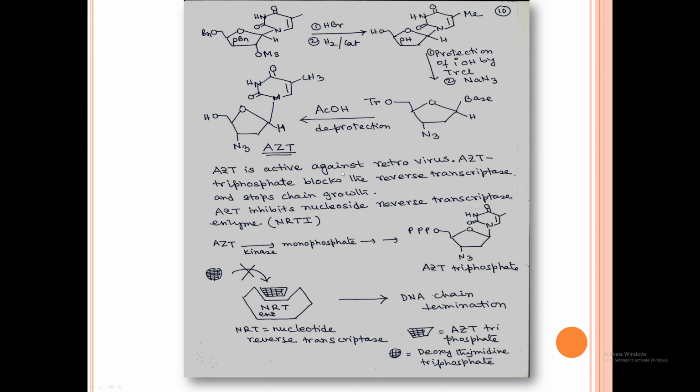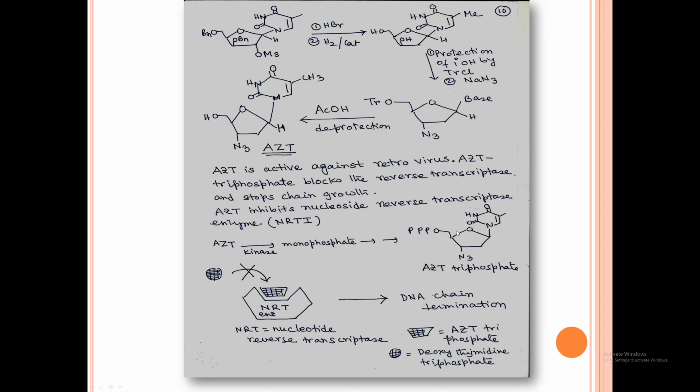Now this AZT is active against retrovirus, and this AZT triphosphate, like the acyclovir triphosphate, blocks the reverse transcriptase enzyme and stops the chain growth. So AZT inhibits the nucleoside reverse transcriptase enzyme of the RNA virus. They have more affinity towards the virus rather than the human.